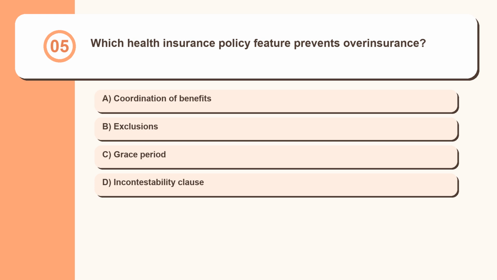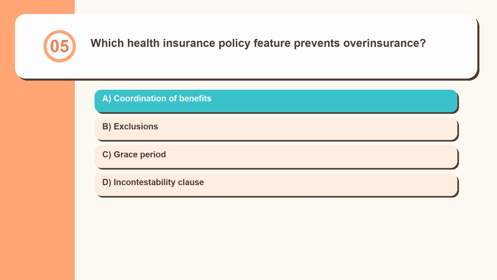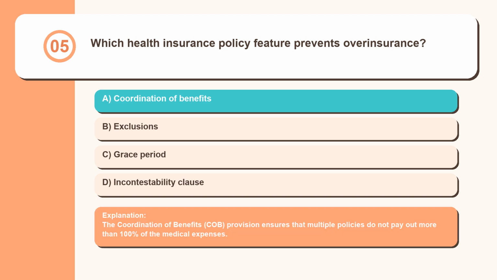Question 5. Which health insurance policy feature prevents overinsurance? Coordination of benefits, exclusions, grace period, incontestability clause. The coordination of benefits, COB, provision ensures that multiple policies do not pay out more than 100% of the medical expenses.